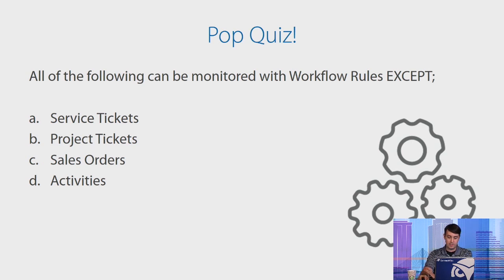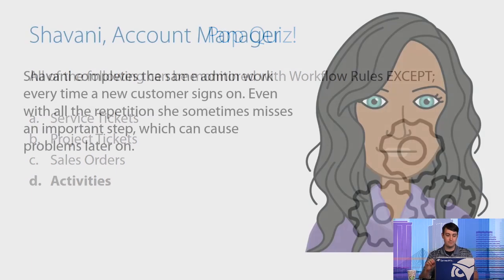All right, most people did get this one correct. It is going to be activities. That's the one record on here that we don't have workflow rules for. All the rest, though, we can go ahead and automate many different actions using our workflow rules.